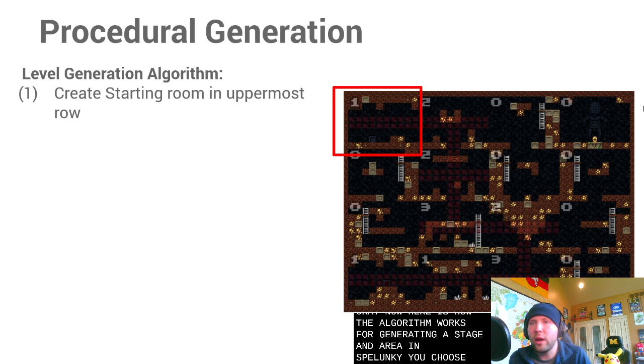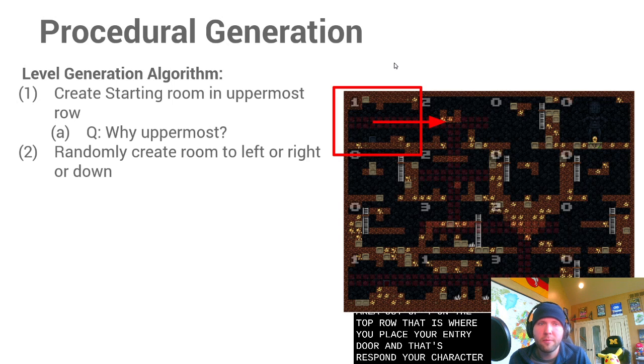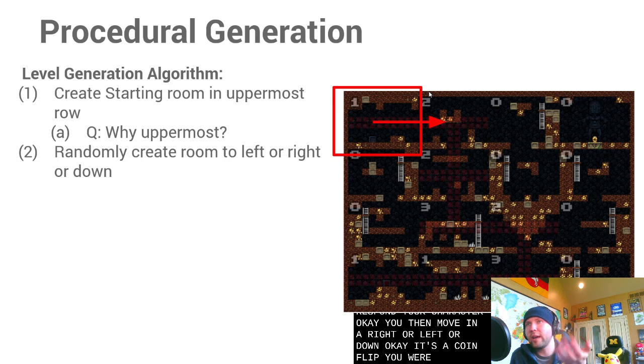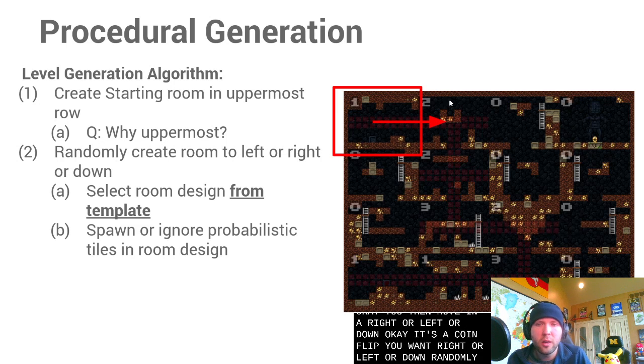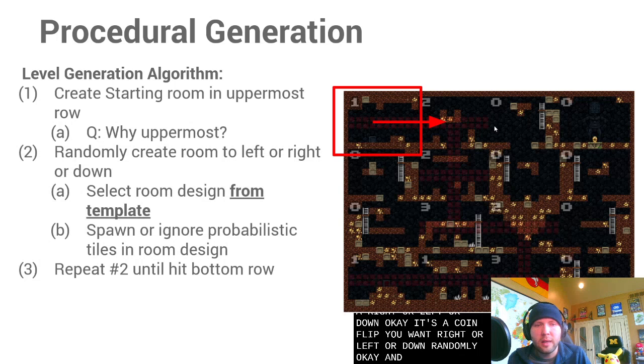You choose one location, one starting room in this area, out of 4 on this top row. That is where you place your entry door, and that's where you spawn your character. You then move right or left or down. It's a coin flip. Do you want right or left or down randomly? And if you go down, you can't go back up. You can only go right, left, or down.